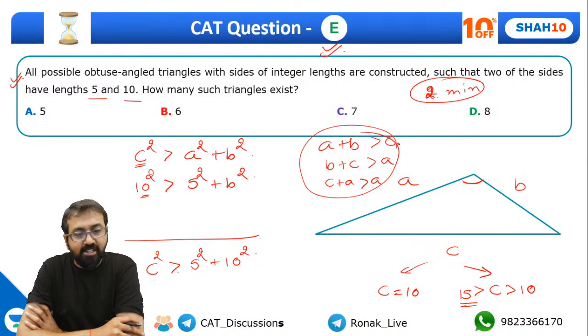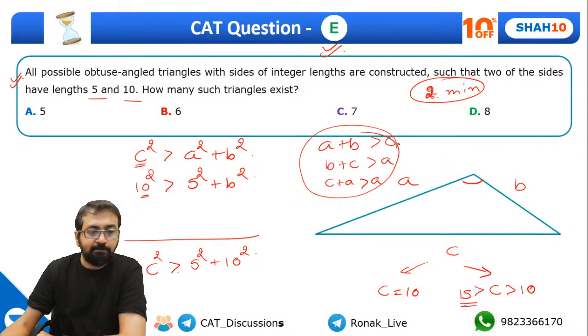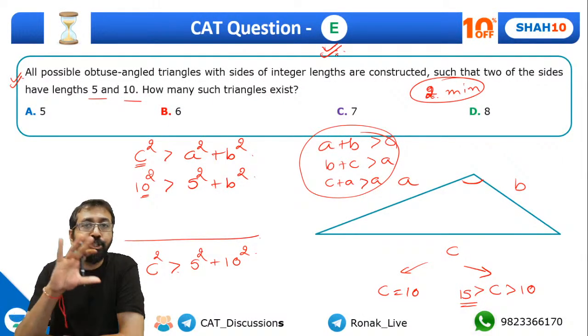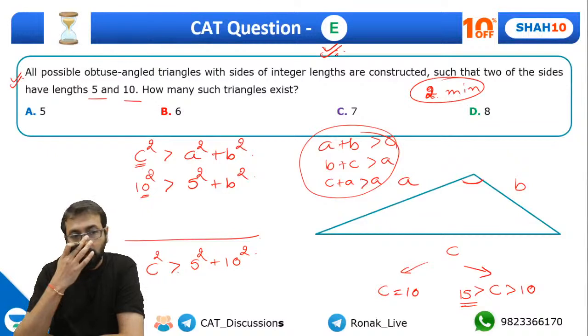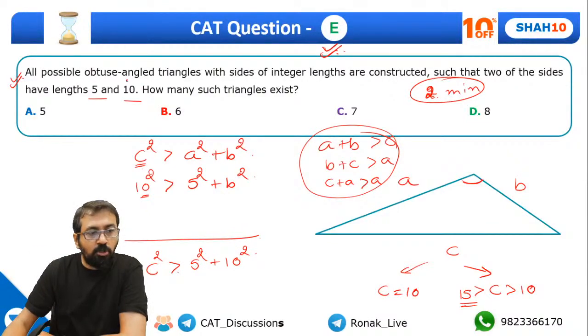Puneet, you got it right. 6. So what are those 6 possibilities? Can you quickly tell me? Aniket, for your information, this is a CAT question, and this is the complete geometry revision workshop. So the question is, all possible obtuse angle triangles with integer side lengths are constructed such that two of the sides have length 5 and 10. How many such triangles exist?